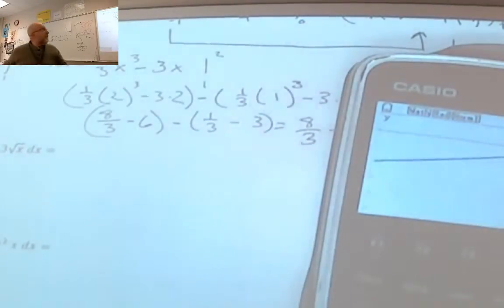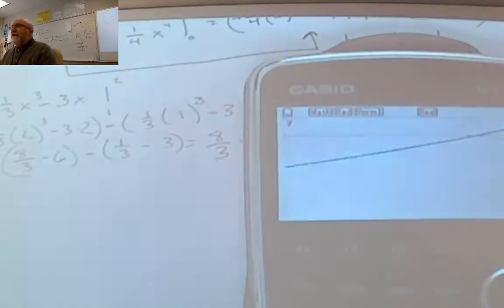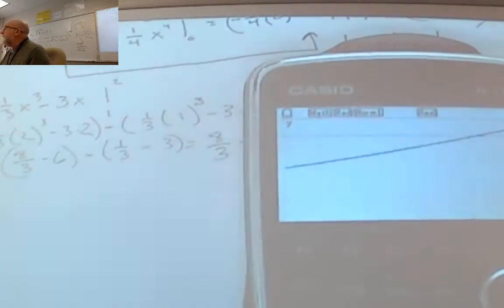There we go. So if you take a look at that, do you see how much area you have here that's underneath as opposed to that's above? Do you see how your answer is going to be negative rather than positive? Is that making sense?